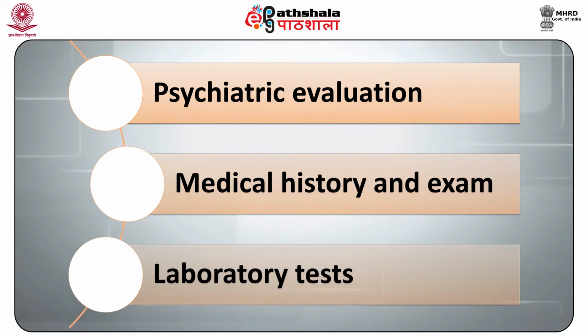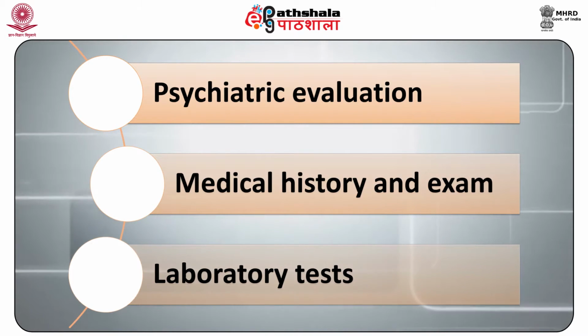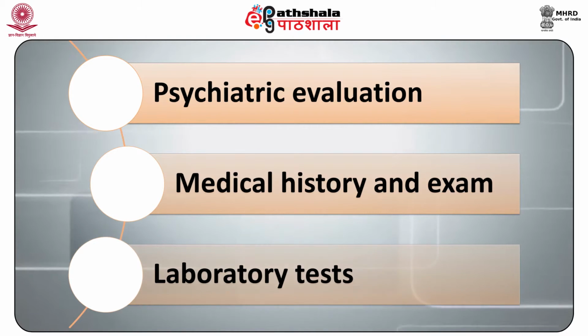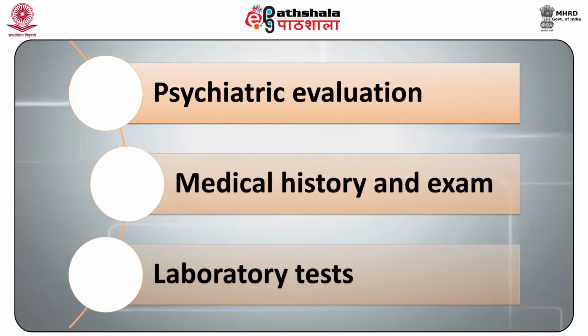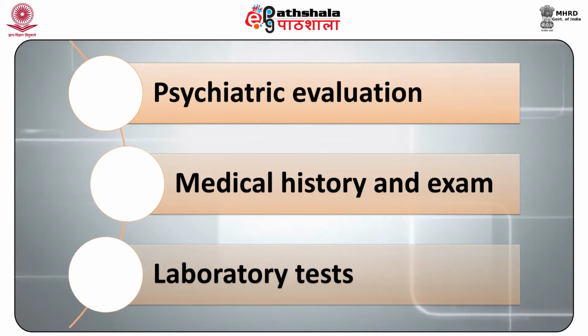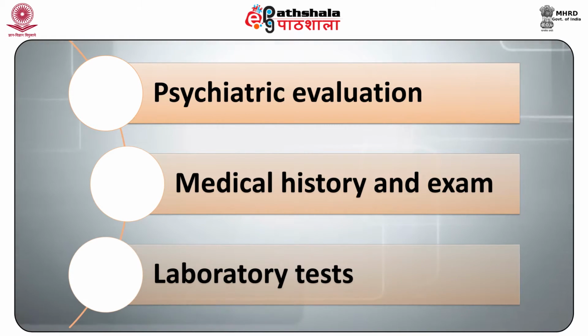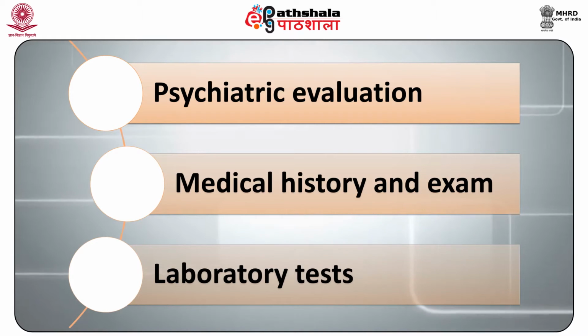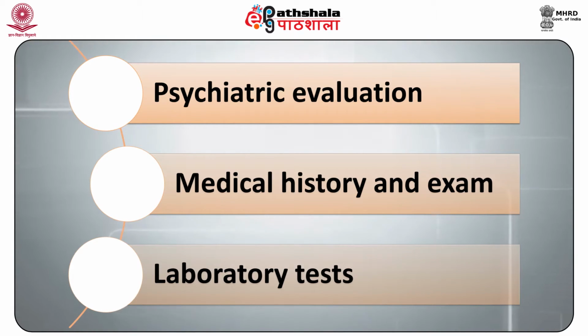Next is medical history and exam. Your psychiatrist will ask the patient about personal and family health history. He or she will also perform a complete physical examination to check for medical issues that could be causing or contributing to the problem. Next is laboratory tests. While there are no laboratory tests that can diagnose schizophrenia, preliminary blood and urine tests can be done for other medical causes or symptoms. The doctor may also ask for brain imaging studies like MRI or a CT scan to find out if any brain abnormalities are related to schizophrenia.